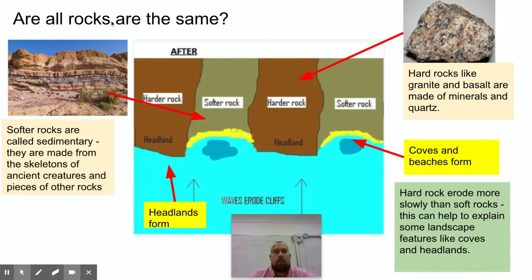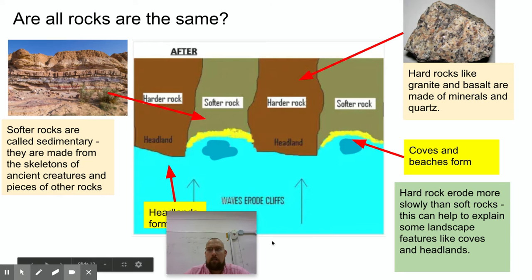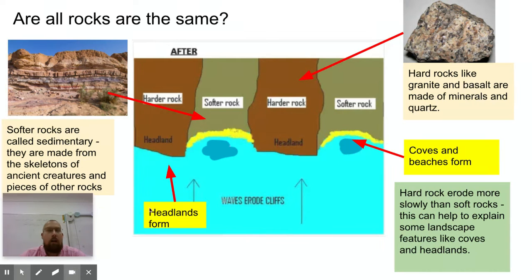Are all rocks the same? Softer rocks are called sedimentary. They are made from the skeletons of ancient creatures and pieces of other rocks. Okay, hard rocks like granite and basalt are made of minerals and quartz. Coves and beaches form over here. We can see hard rocks erode more slowly than soft rocks. Okay, I think that's rather self-explanatory.